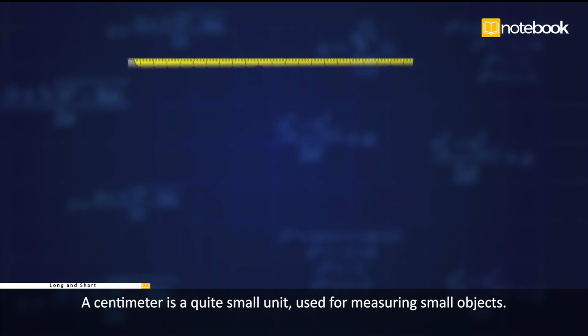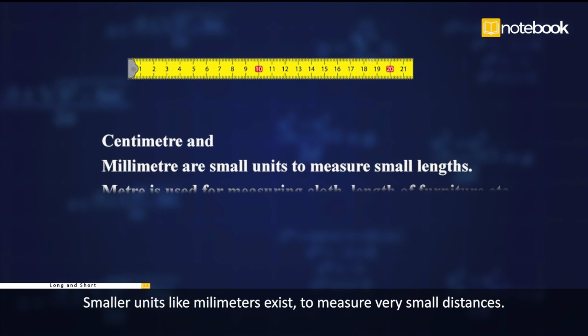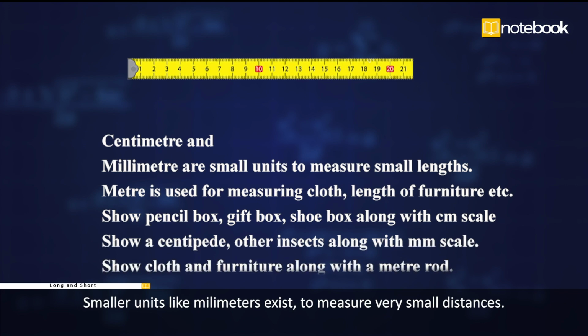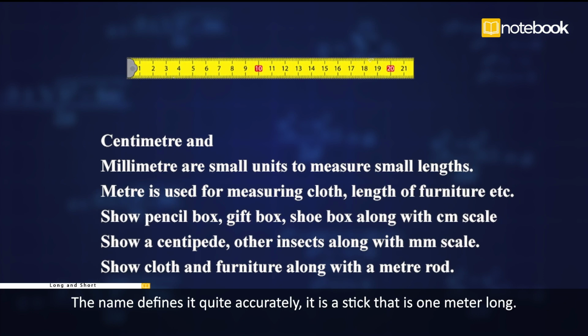A centimeter is a quite small unit used for measuring small objects. Smaller units like millimeters exist to measure very small distances. A meter is a moderately large unit. Have you seen a meter stick? The name defines it quite accurately. It is a stick that is 1 meter long.